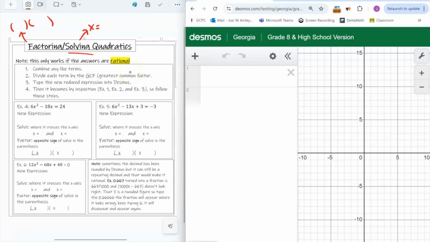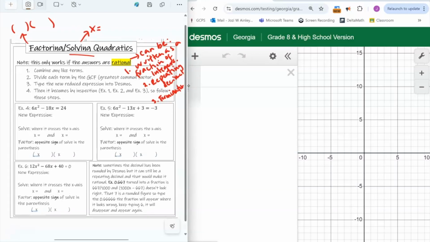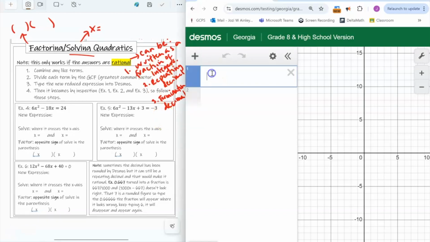So let's remember, what does rational mean? Rational means that the answer can be written as a fraction of integers. And go ahead and squeeze this somewhere on your paper. So one, fraction of integers. Number two, repeat in decimal, and three, terminate in decimal. All right, so just write that as a note, because this only works for that. It does not work if it's irrational, okay?